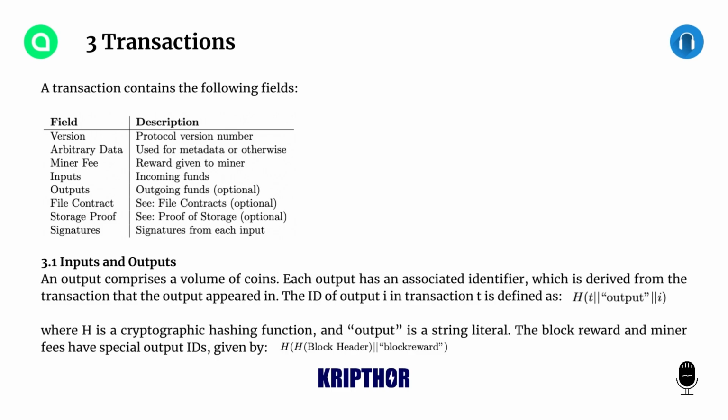3.1 Inputs and outputs. An output comprises a volume of coins. Each output has an associated identifier, which is derived from the transaction that the output appeared in. The ID of output I in transaction T is defined as where H is a cryptographic hashing function, and output is a string literal. The block reward and miner fees have special output IDs, given by.